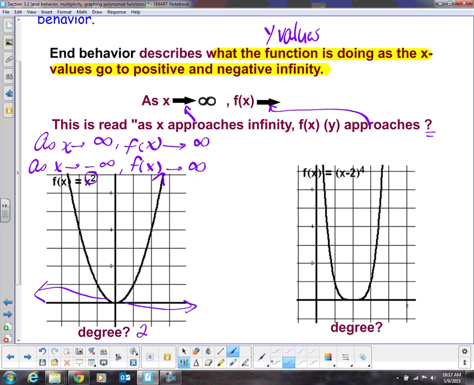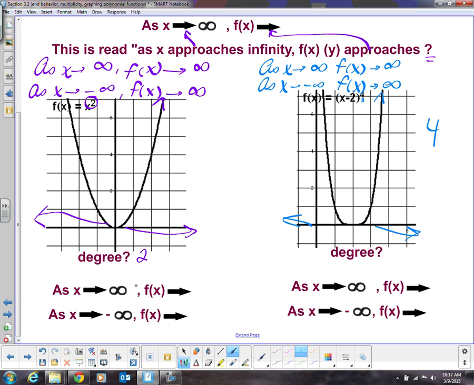2. All right, so now we're going to come over here. Notice as x approaches positive infinity, f of x approaches. As x approaches negative infinity, f of x approaches. The book writes it weird. This is how I want it written. If you write it the book way, then I know you looked at the answers in the back of the book and copied, and you didn't pay attention to my notes. So, as we go to the right forever, what are the y values doing? Up forever. As we go to the left forever, what are the y values doing? Up forever. What degree was this? 4.